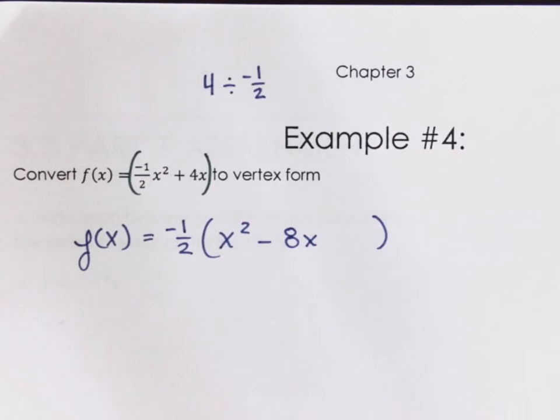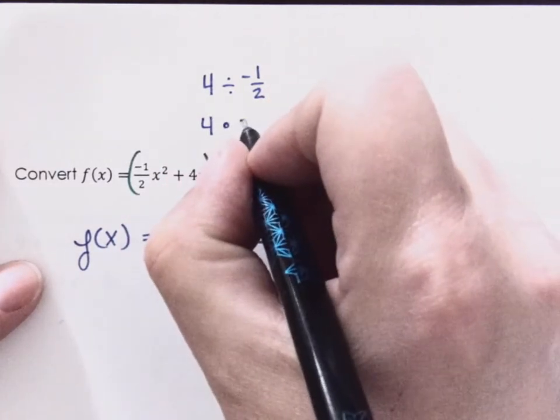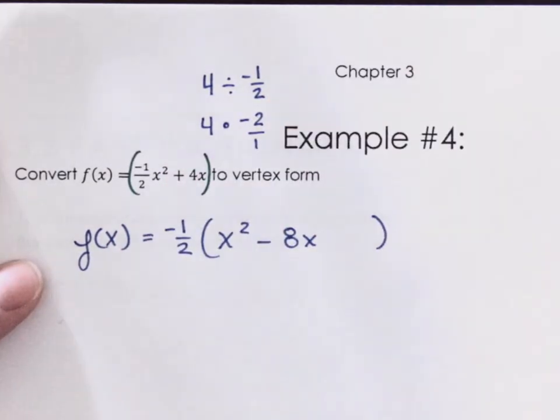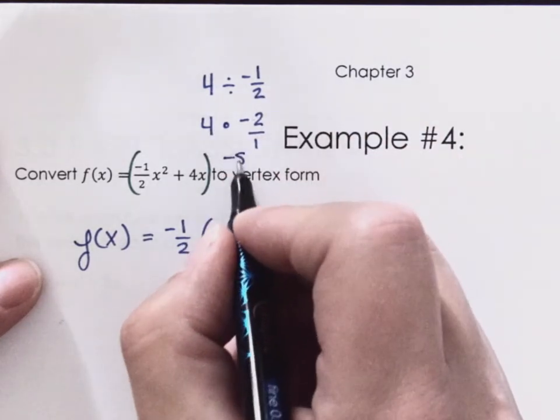How do we divide fractions? You multiply by the reciprocal, right? And so 4 times -2 is -8.